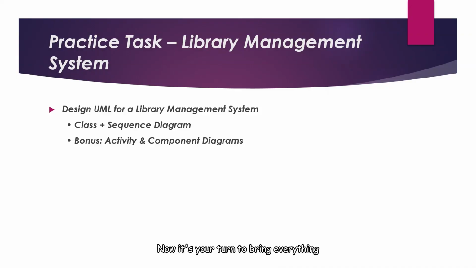Now it's your turn to bring everything together. Design a library management system using UML diagrams. Start with a class diagram to show entities like book, member, and loan. Then draw a sequence diagram showing the flow when a book is issued. If you are up for it, go further and model an activity diagram for the return process and a component diagram to show modularity. This task reinforces everything we have learned so far.